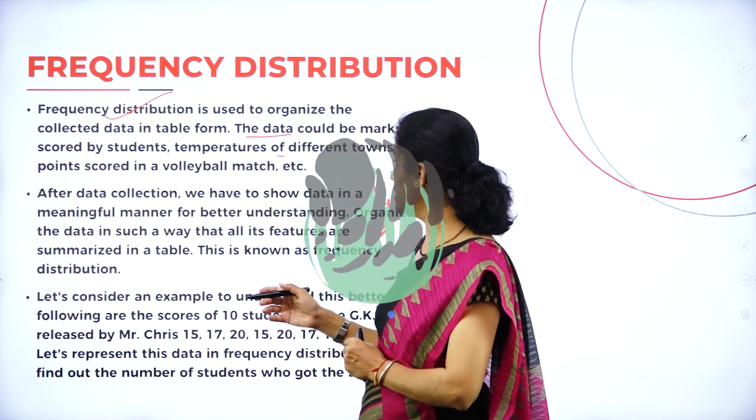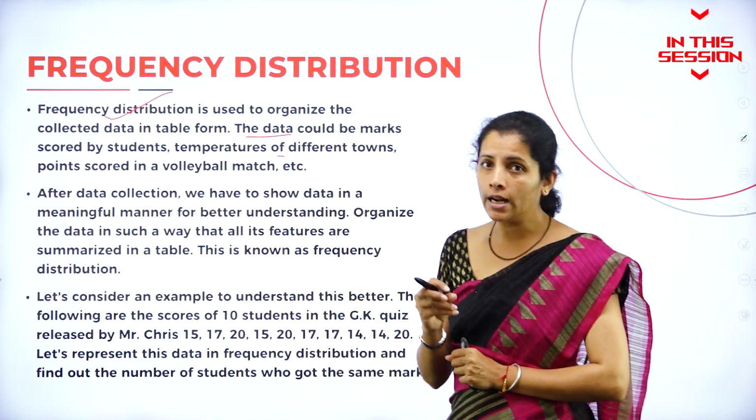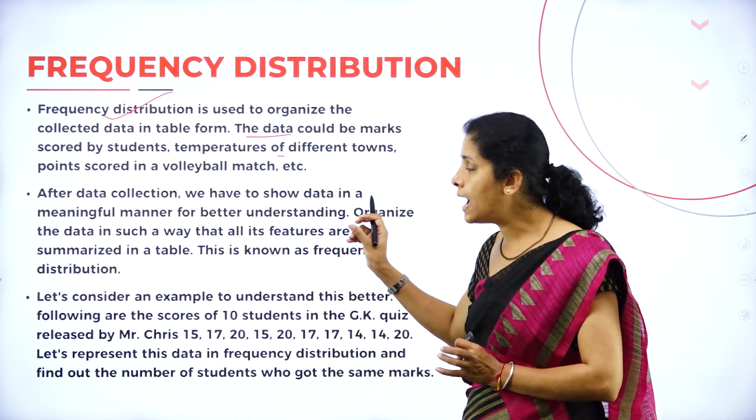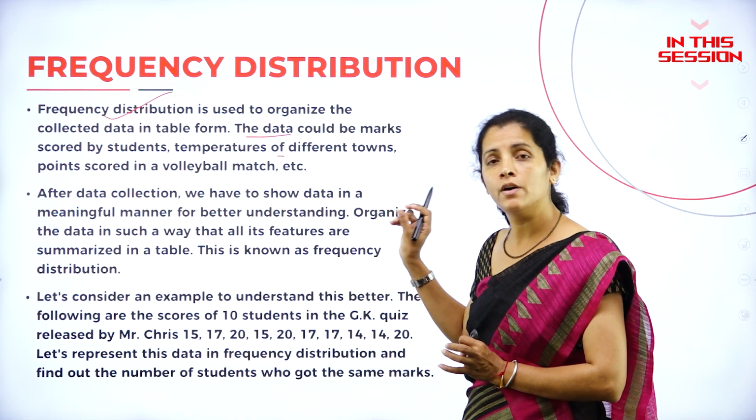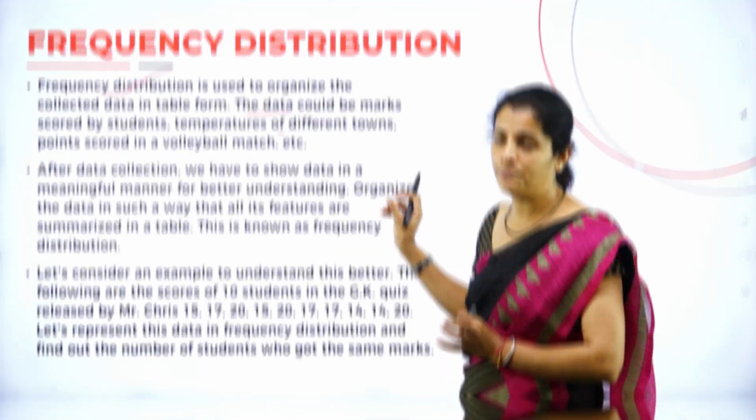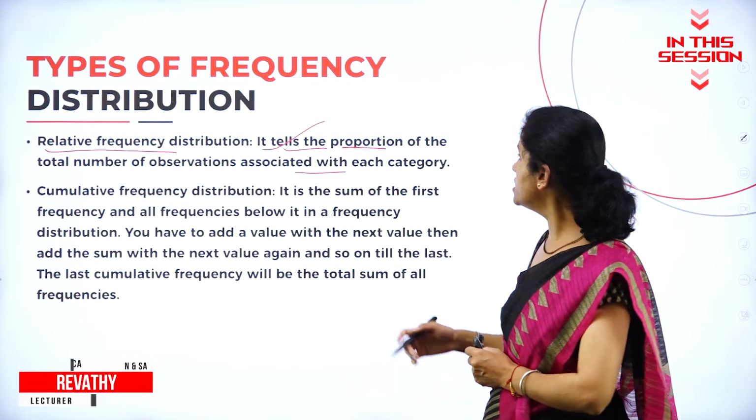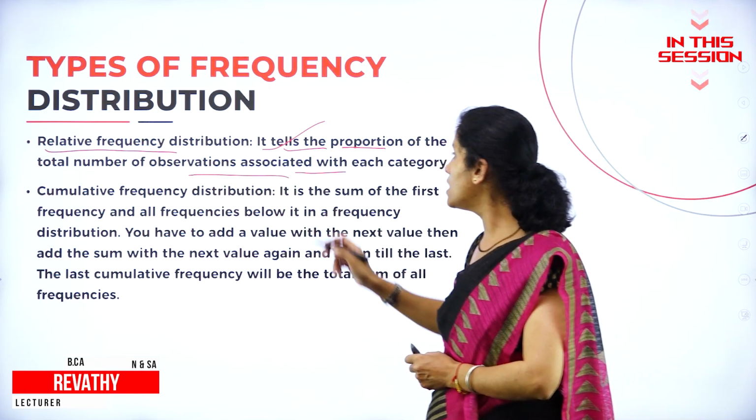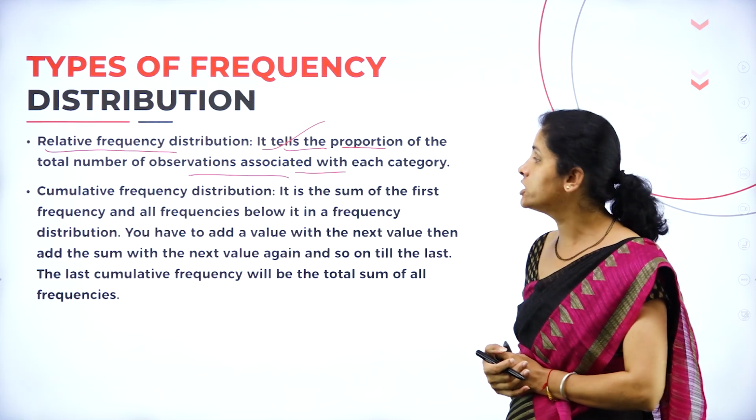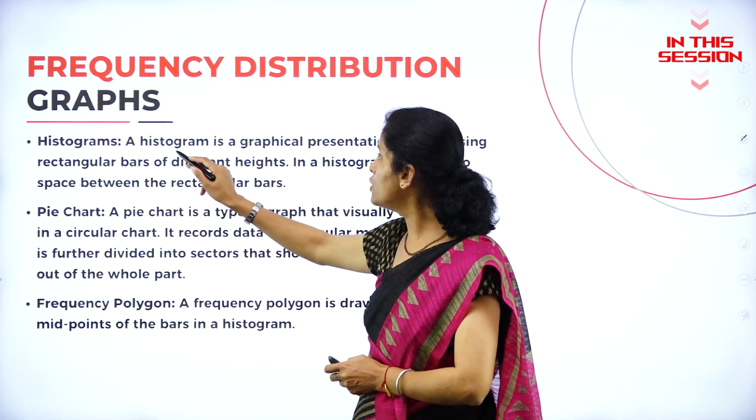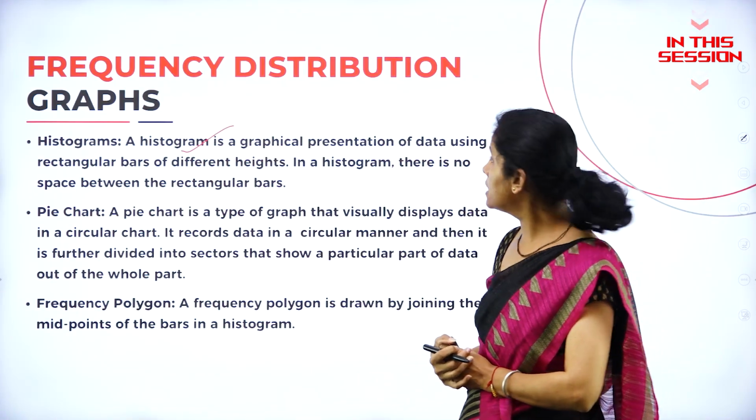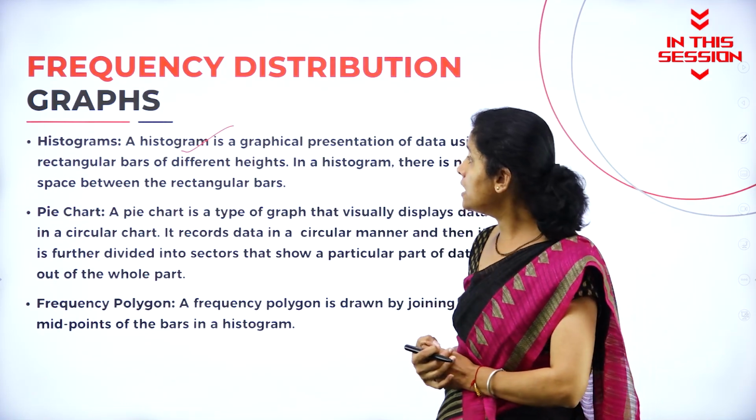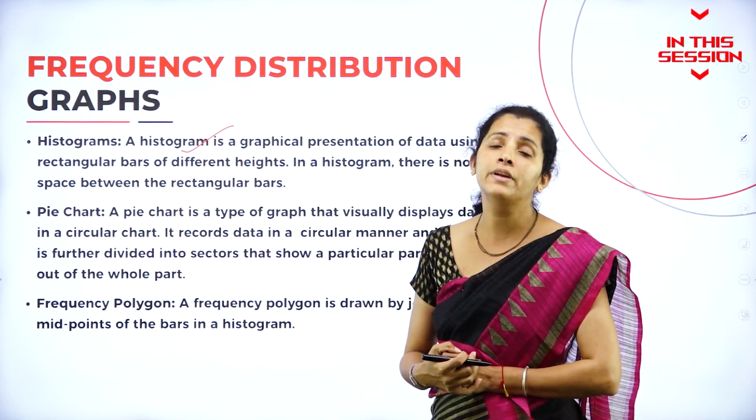After collecting the data, I want to organize the data and I want to show the data. For that, I'm going to have the frequency distribution. It tells the proportion of the total number of observations associated with each category. A histogram is a graphical representation of data using rectangle bars of different heights.